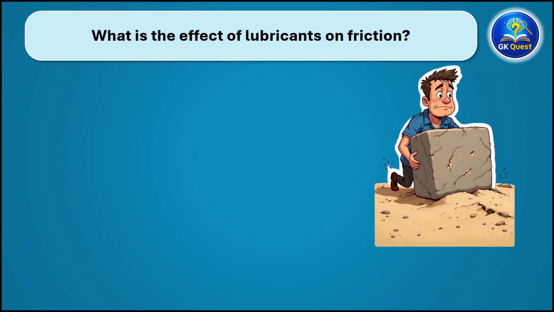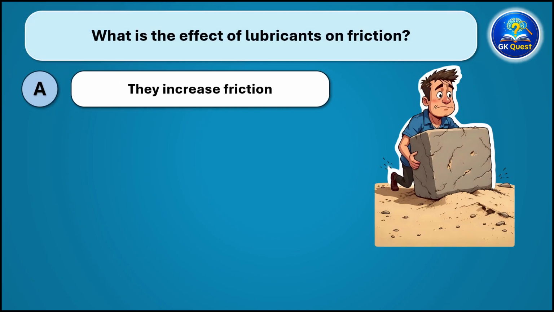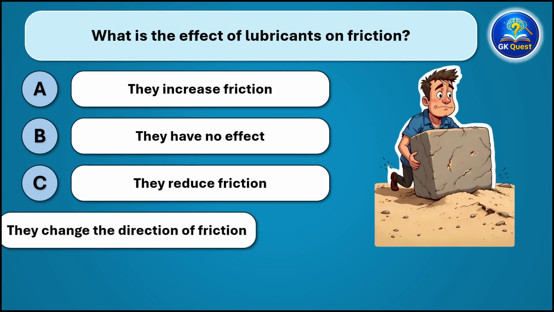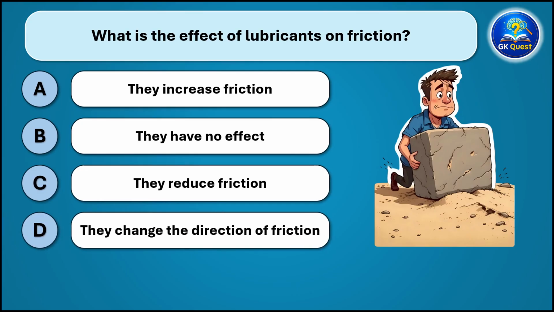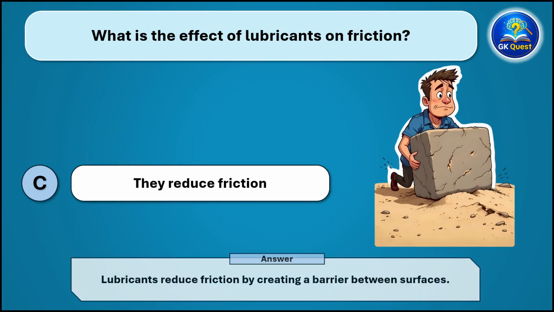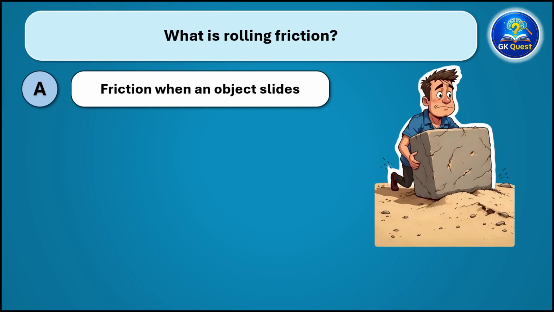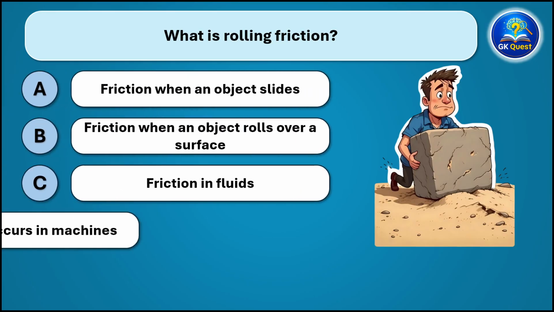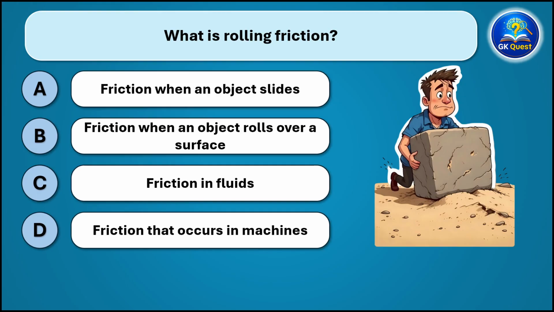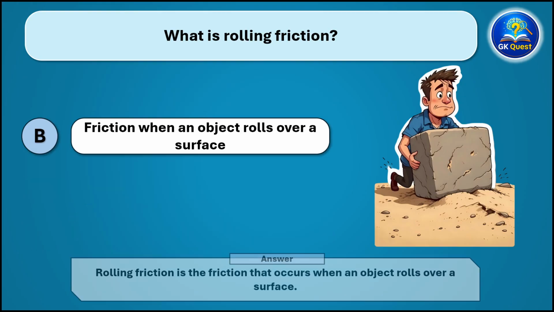What is the effect of lubricants on friction? And the correct answer is lubricants reduce friction by creating a barrier between surfaces. What is rolling friction? And the correct answer is rolling friction is the friction that occurs when an object rolls over a surface.